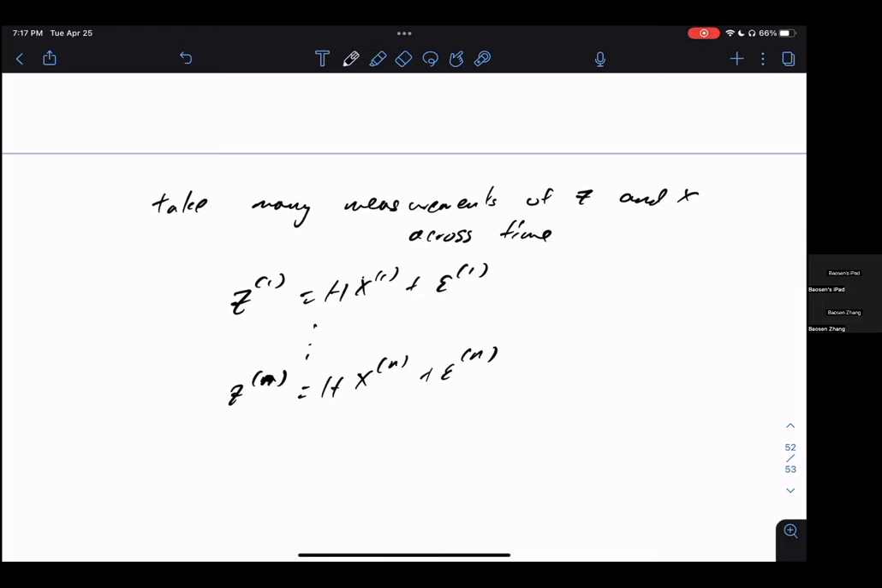This is to estimate h. This is basically a linear regression. Finding h is a linear regression. z and x are your data now, and h is your unknown. That's fine. So with your data, you get an h out. You run linear regression to get h.